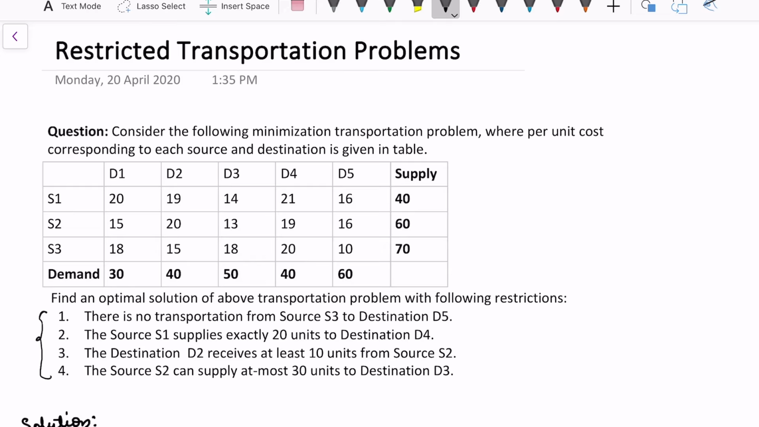The first question asks about there is no transportation from source S3 to destination D5. And the second question asks about exactly 20 units. Third question talks about at least, and the fourth question talks about at most. So in all, we are going to consider all the possible restricted transportation problems.